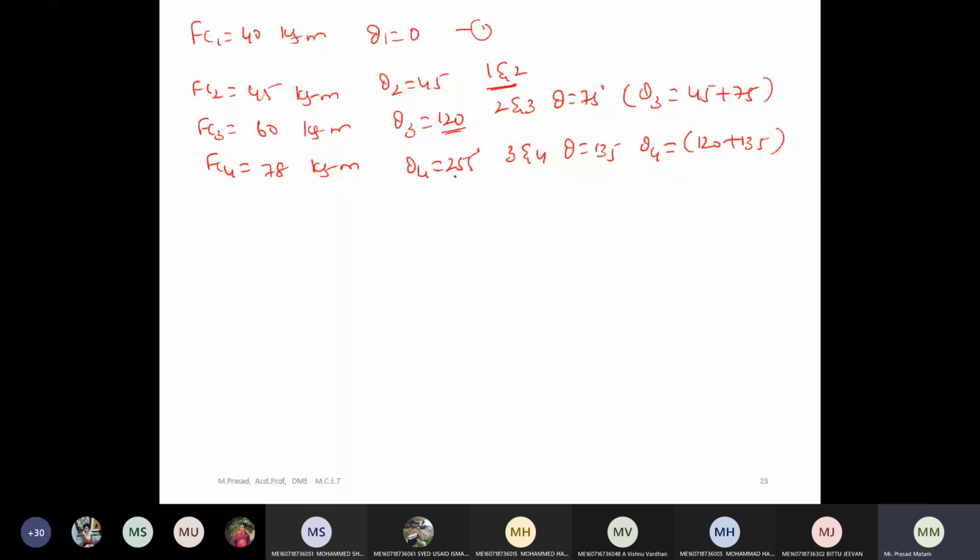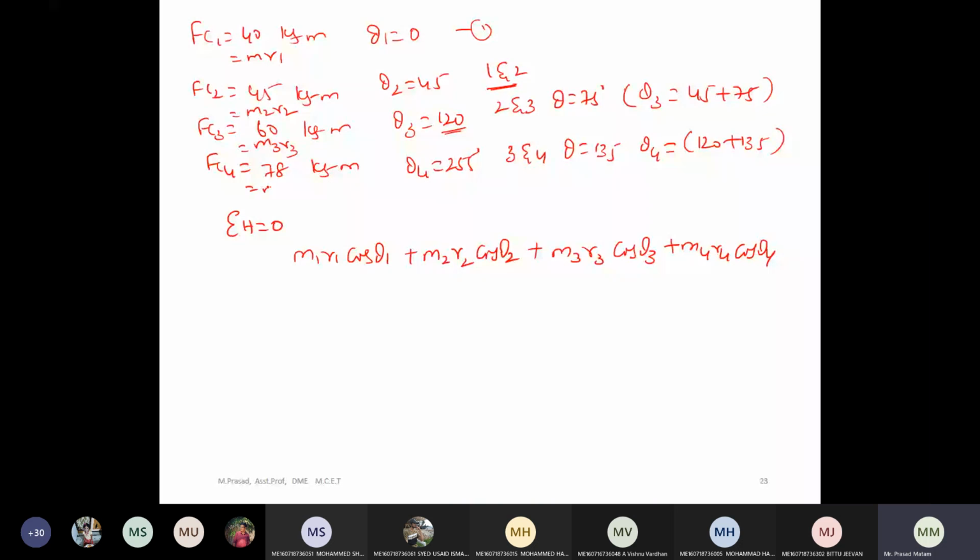Now resolve the forces horizontally. How do we write the equation for horizontal forces? M1 R1 cos theta 1 plus M2 R2 cos theta 2 plus M3 R3 cos theta 3 plus M4 R4 cos theta 4. Here 40 is the product of M1 R1, 45 is the product of M2 R2, 60 is the product of M3 R3, and 78 is the product of M4 R4.